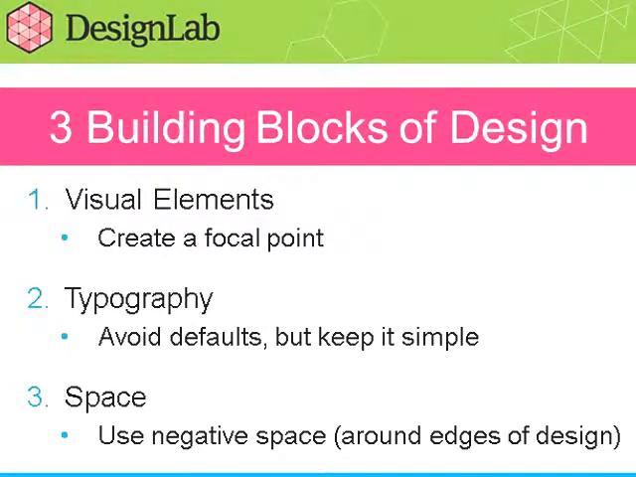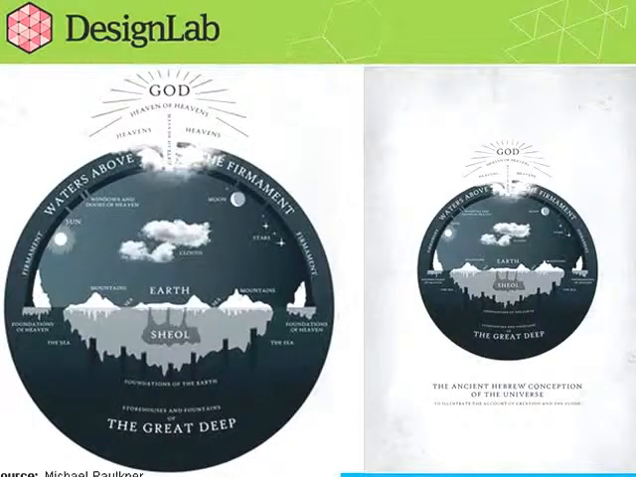The third basic building block is space. By this we mean stuff that isn't filled with either visual elements or type on your design. The basic idea is to use negative space as your friend, not to be afraid of white space, particularly around the edges of a design. We'll show you a couple of examples to see what we mean. Here's a really nice infographic made by Michael Palkner representing the ancient Hebrew conception of the universe.